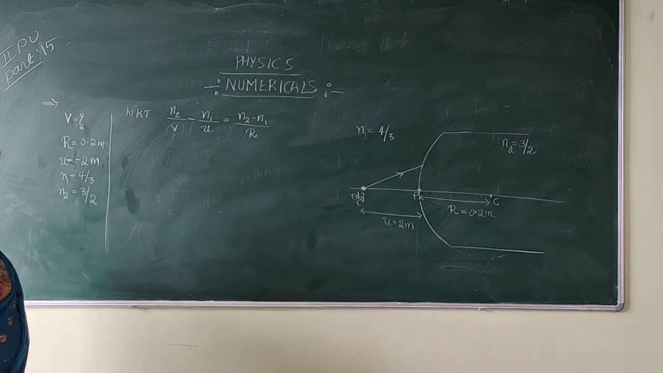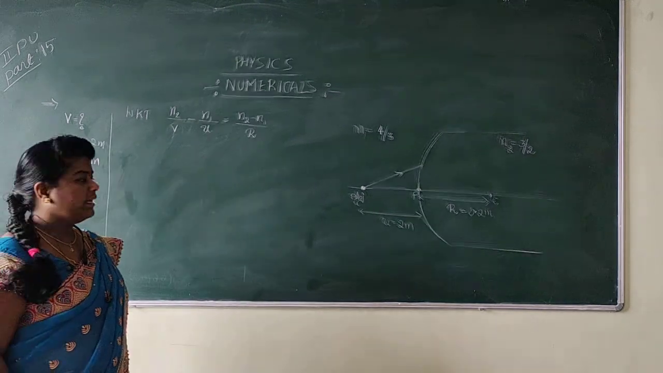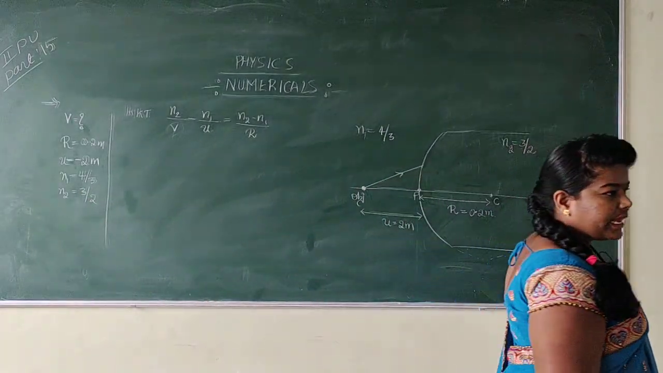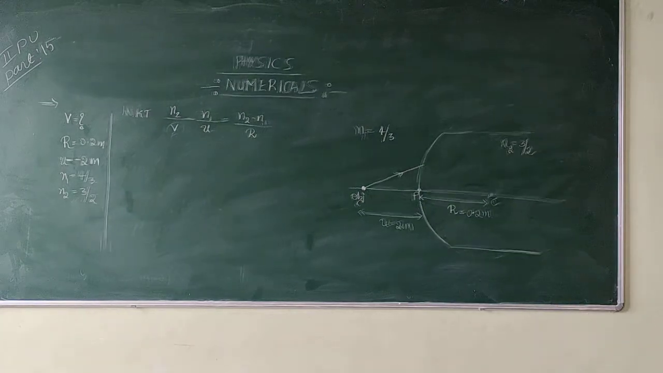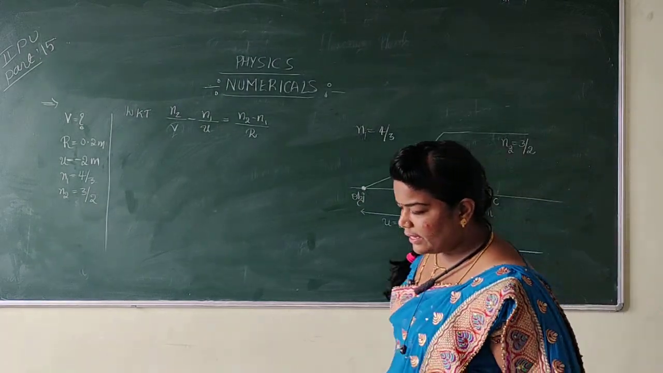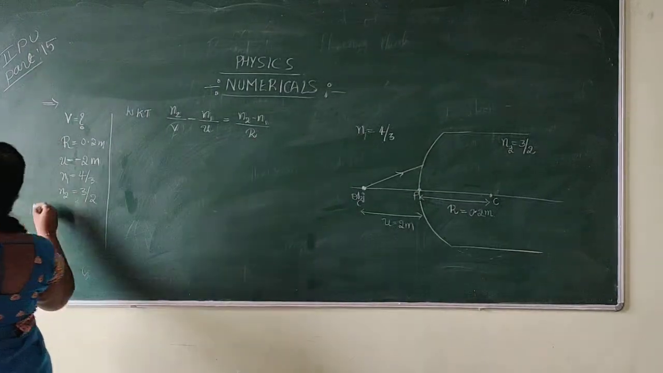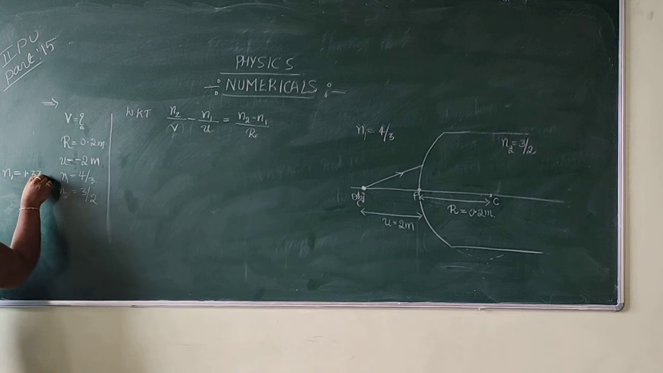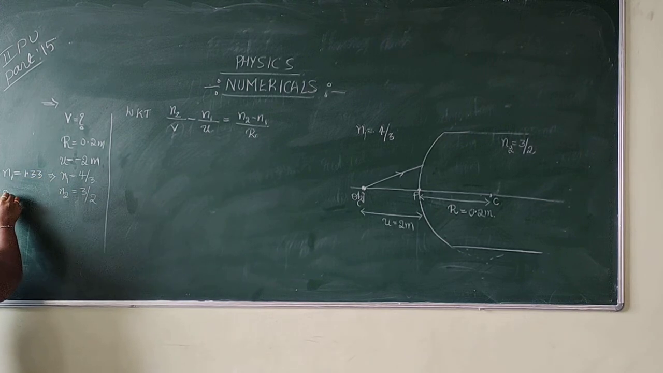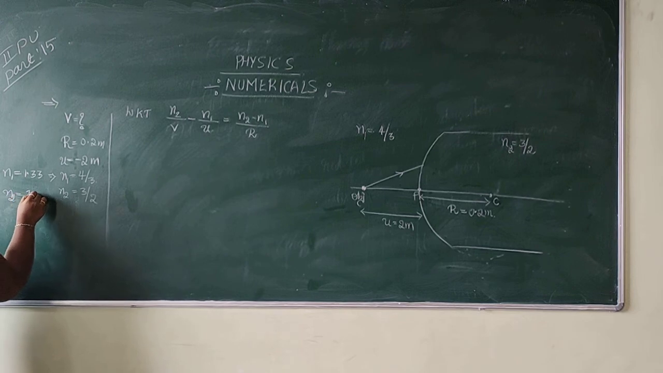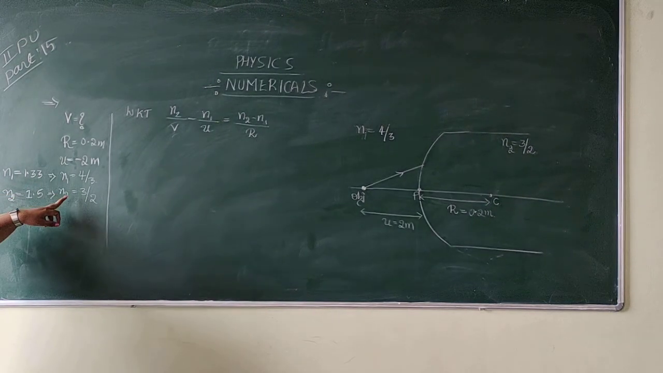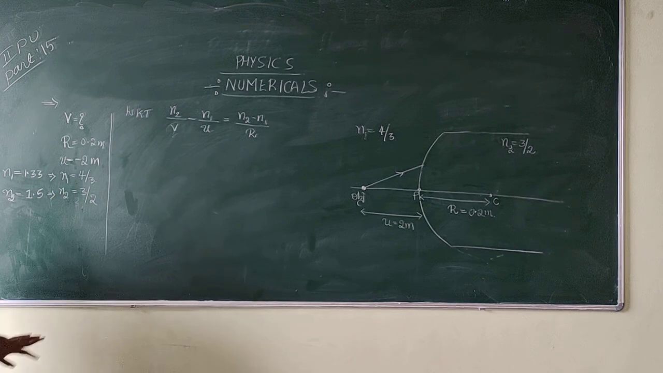Let us calculate this. What is the value of 4/3, and also what is the value of 3/2? Dear students, n1 is equal to 4/3. Use your calculator and calculate the value. 4/3 gives you 1.33, and 3/2 gives you 1.5, right? So I will substitute 1.5 and 1.33 rather than substituting 4/3 and 3/2.